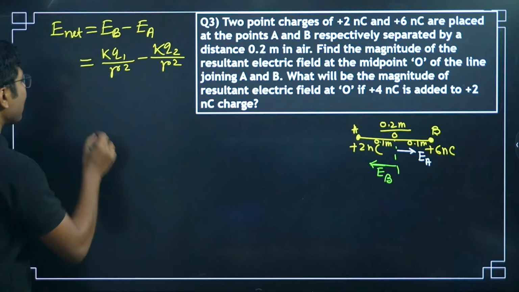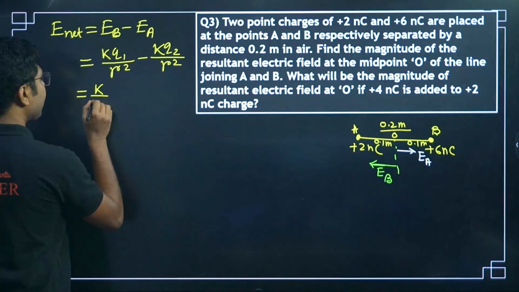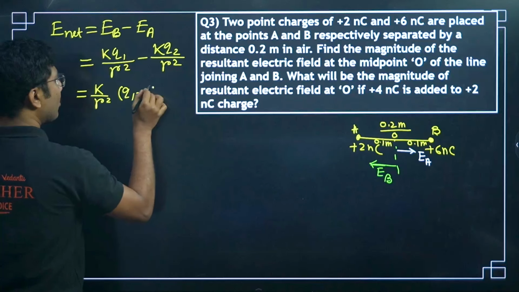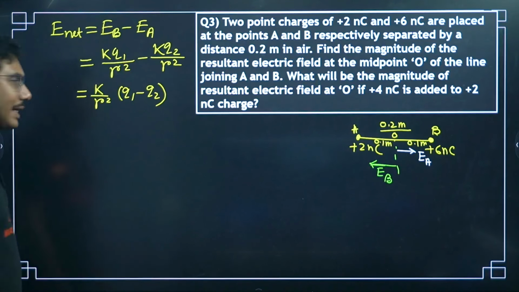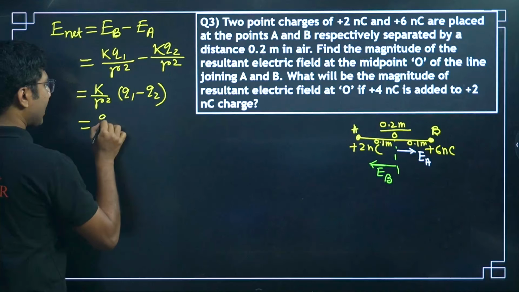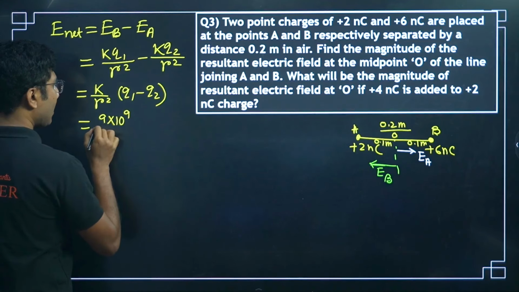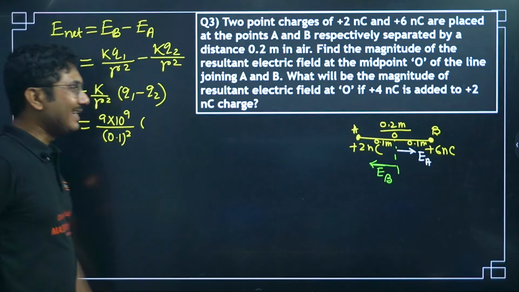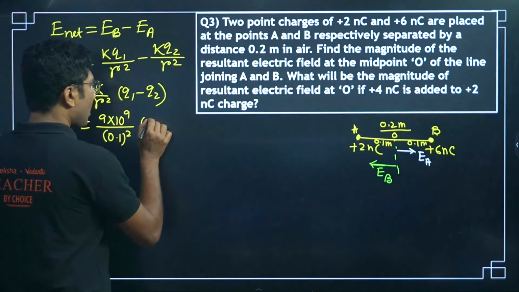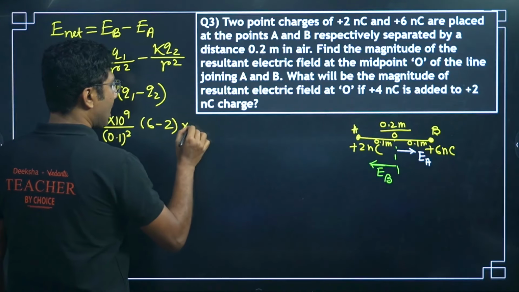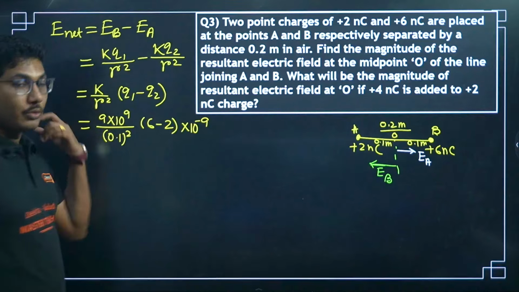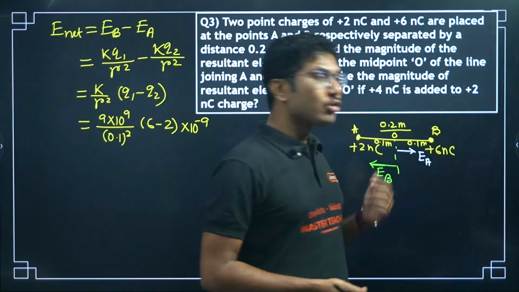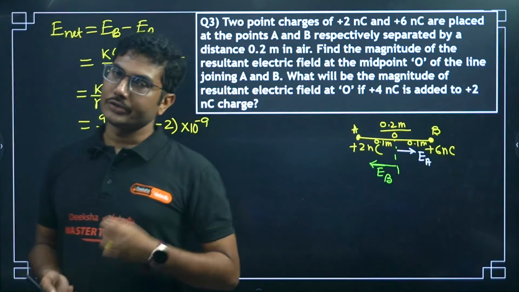Why am I writing it like that? Because I do not want to complicate things, I want to simplify it. So, I can take K by R square as common and in the bracket Q1 minus Q2. Okay, that is why I have taken it like this. Now, the value of K we know is 9 into 10 to the power of 9 divided by R square, which is given as 0.1 whole square, into Q1 is 6 nanocoulomb minus 2 nanocoulomb. Because it is nanocoulomb, this is where students make a mistake, they forget to put this 10 to the power of minus 9. Okay, because it is a nanocoulomb, you have to convert it into coulomb. That is a very, very important step.